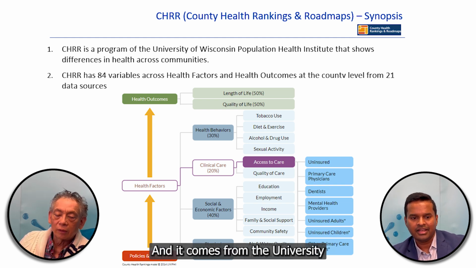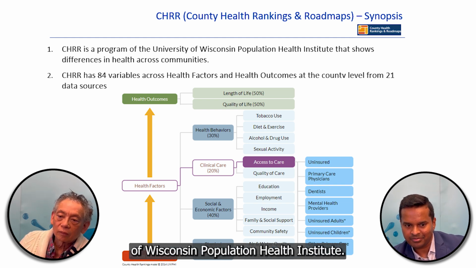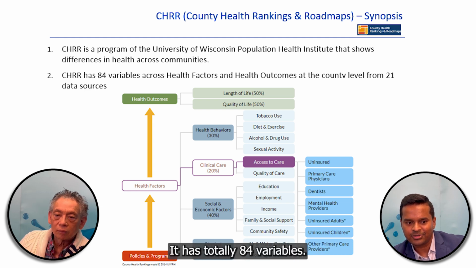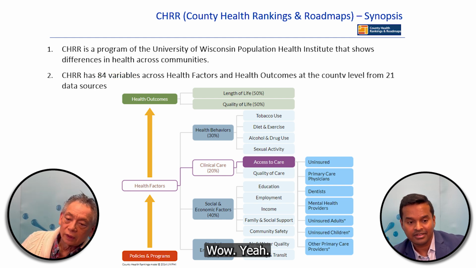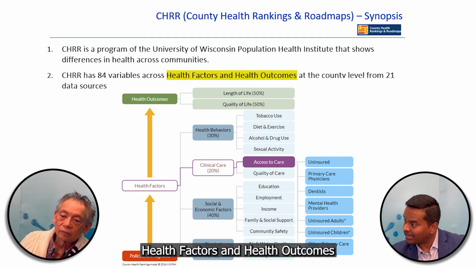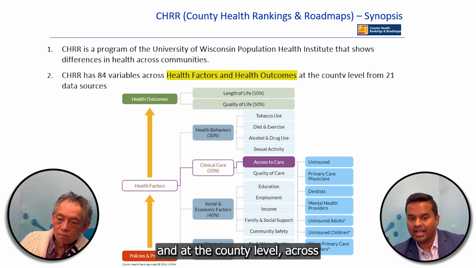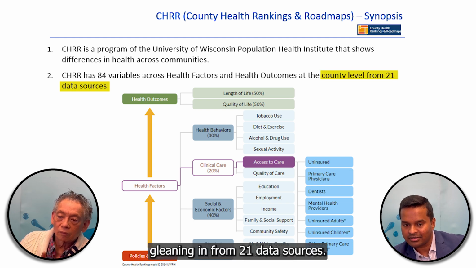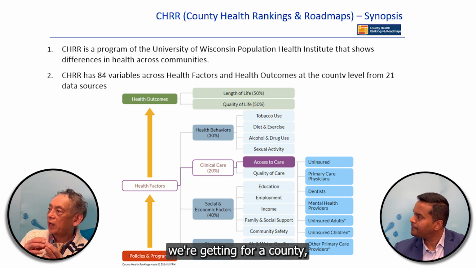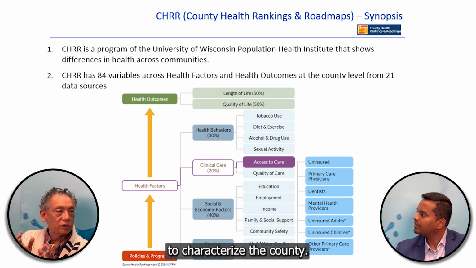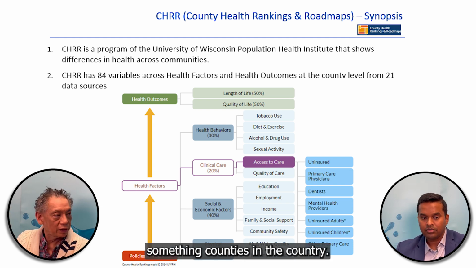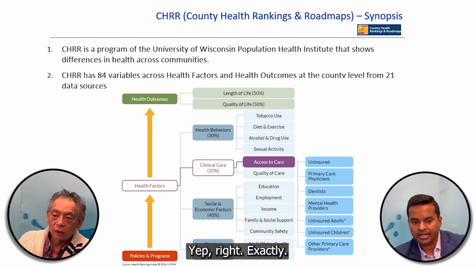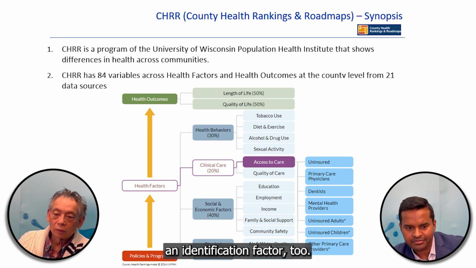It comes from the University of Wisconsin Population Health Institute. It has a total of 84 variables, and these are all 84. Pretty big. Yeah. And it spans across health factors and health outcomes at the county level, gleaning from 21 data sources. So basically, for a county, we get different variables to characterize the county. Exactly. And we have 3,144 something counties in the country. All of them have identification factors too.